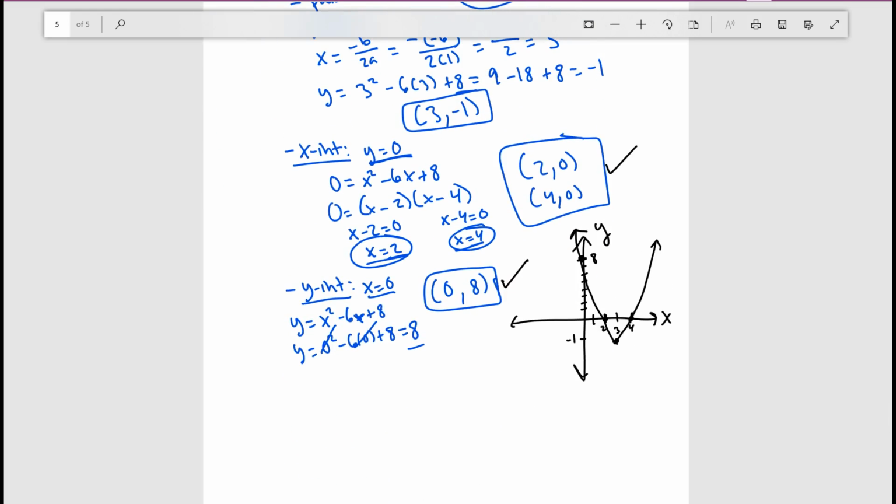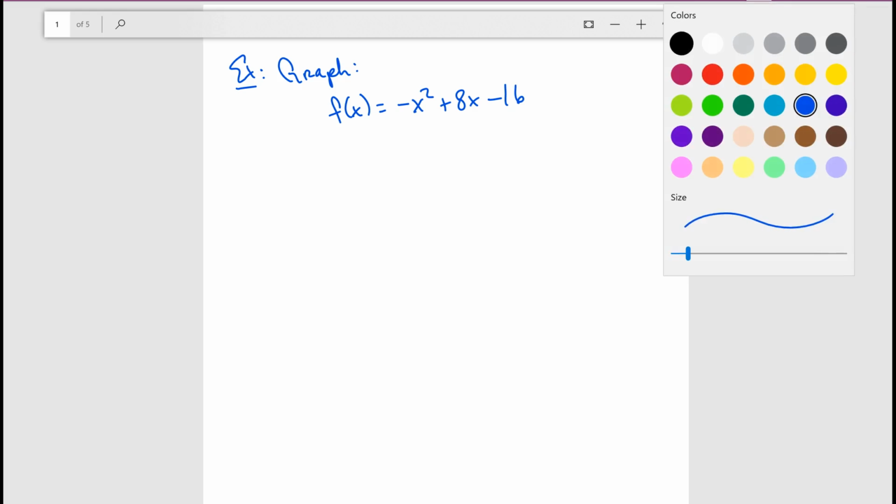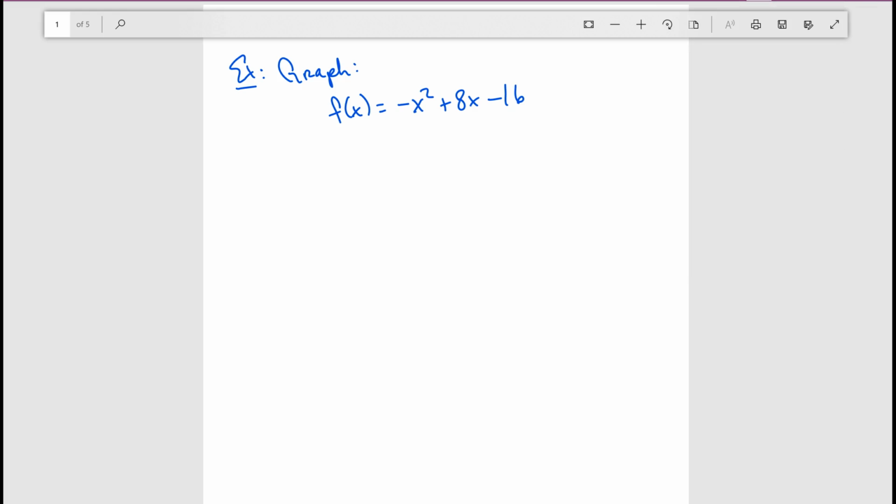All right, so let's do another example. Okay, so let's say we want to graph, and this time we want to graph f of x is equal to negative x squared plus 8x minus 16. Okay, so the first thing that we want to do is let's figure out whether it's going to be opening up or down. And in this case, let's look at the number in front of the x squared. It's a negative, so that means it's going to be going down. So we actually have a sad parabola this time. So it's going to look like that. For the second one, let's figure out the vertex.